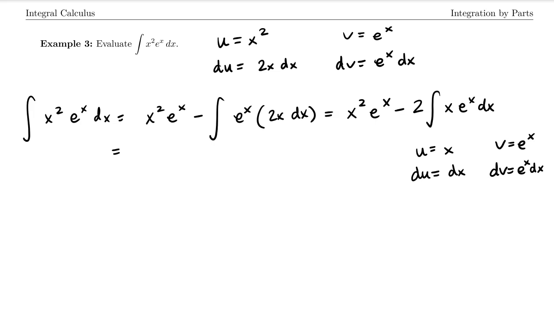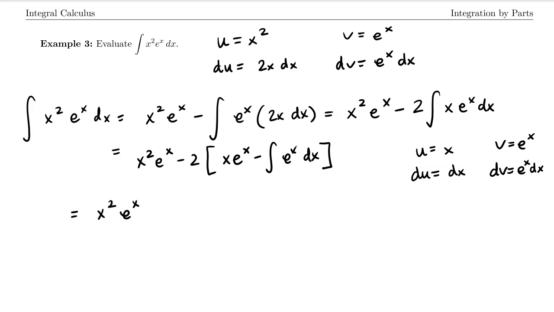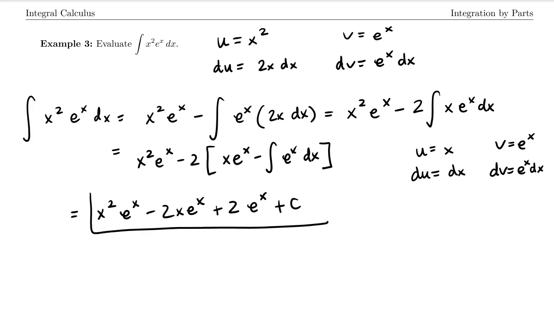So our integral now becomes x squared times e to the x minus 2, and then we want to make sure we put brackets or parentheses, ultraviolet minus super voodoo, and I'm going to go ahead and distribute the 2 now. And then the integral of e to the x dx is just e to the x, and then we don't want to forget our constant of integration. So here is our final answer.